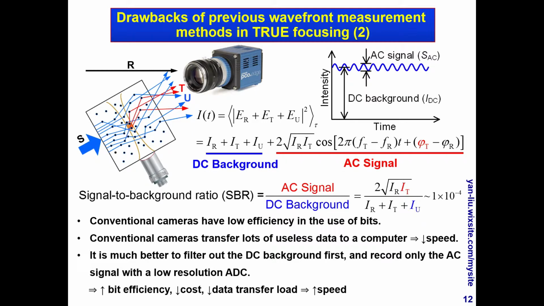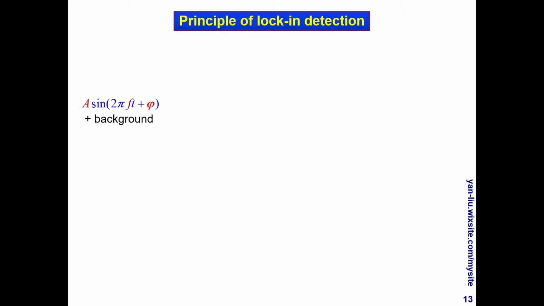After investigation, we found the lock-in camera can do exactly this. Let me first review the principle of lock-in detection. Suppose we have a signal buried in a background of other frequencies. The goal is to measure the phase and amplitude of the signal.